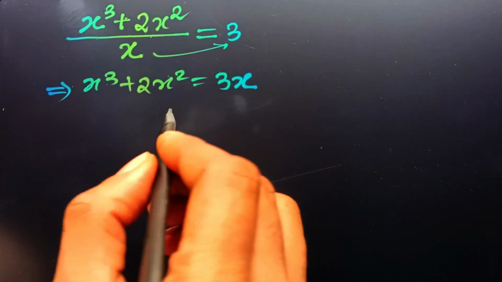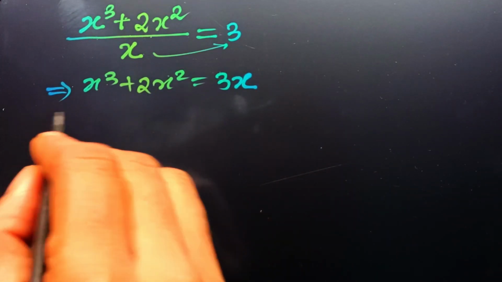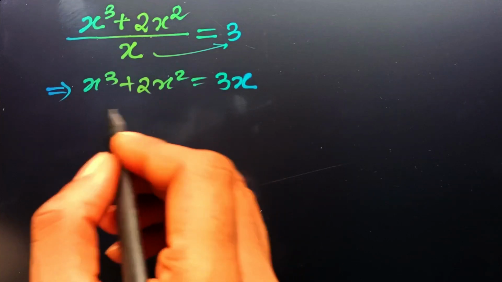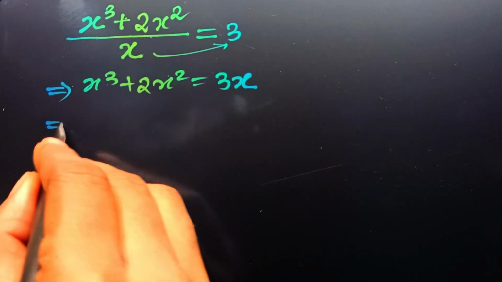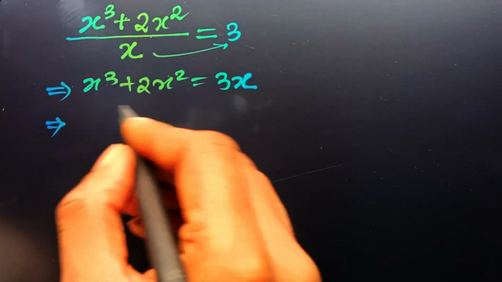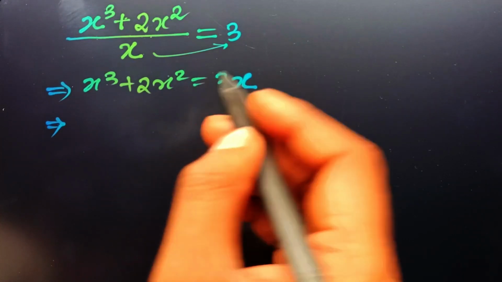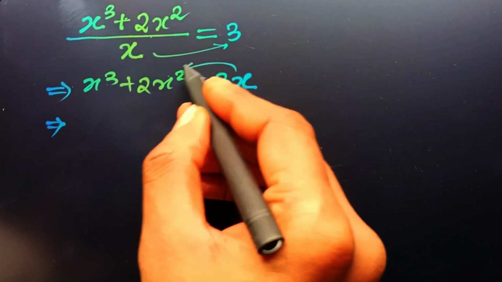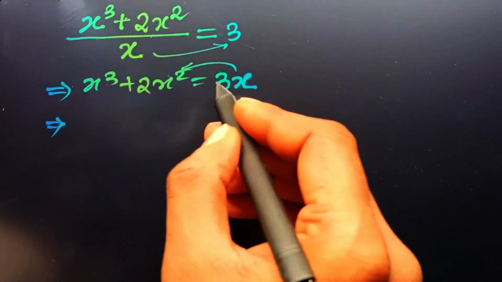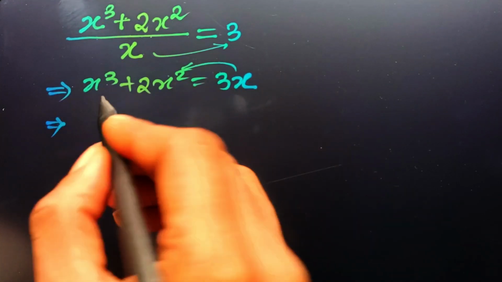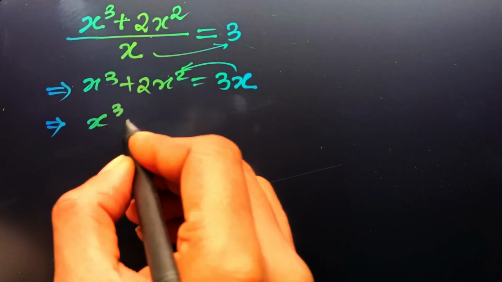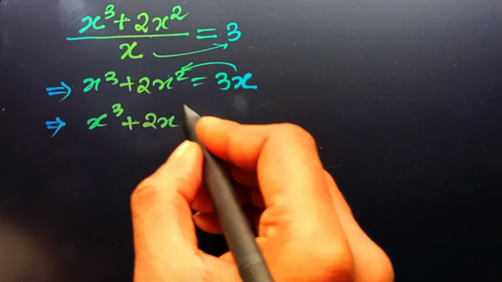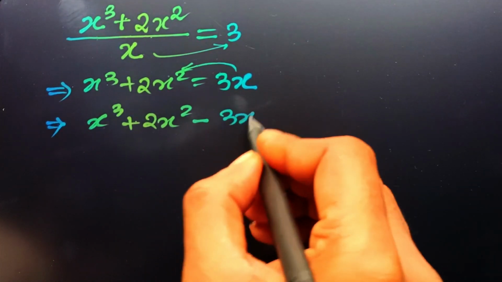Now we have a nice polynomial equation, but we're not done yet, because to solve for x, we really need to set this whole thing equal to 0 so we can use our factoring skills. Let us take that positive 3x from the right side and bring it over to the left side. And remember, when we cross that equal sign, the sign changes, so it becomes negative 3x. Now our equation looks like x cubed plus 2x squared minus 3x is equal to 0.